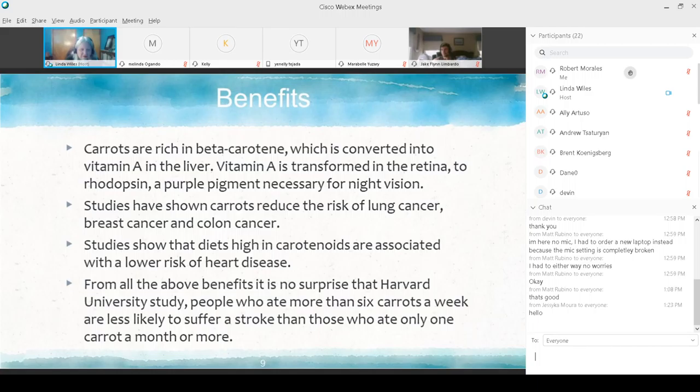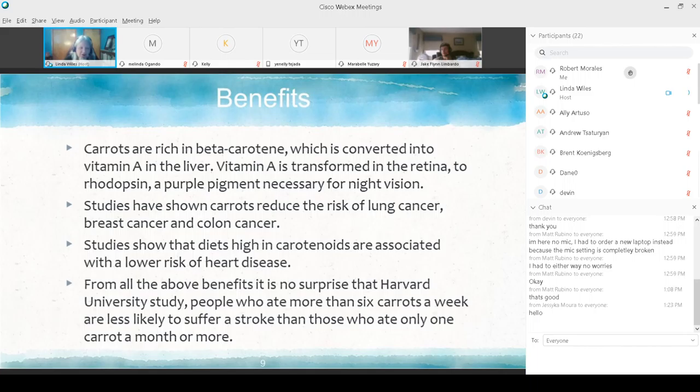Now, here are some benefits. They're rich in beta-carotene, which can be turned into vitamin A. Most plants don't have access to vitamin A within them; I can't think of any that do. So the closest you're going to get is something that has beta-carotene, which your body then processes into vitamin A. This is an advantage if you're a vegan trying to get sufficient vitamin balance. Vitamin A is transformed in the retina to rhodopsin, a purple pigment necessary for night vision. So there's some basis for the idea that if you have poor vision, eating more carrots improves your night vision at least.